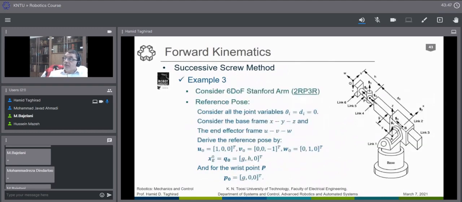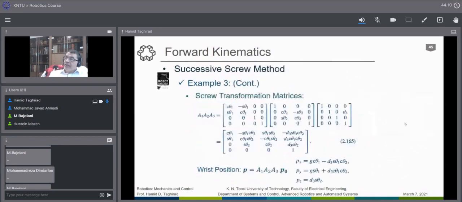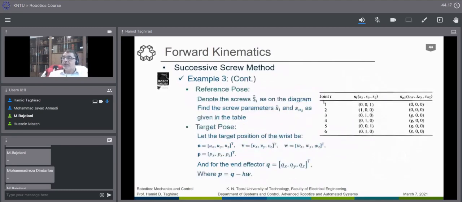But for example, S3 has an offset of G. The offset G is in the X direction, and S3 is along the Y direction. As you see, this is along the Y direction with the offset G along the X direction. In the same way, you can go further and find S4, S5, S6. When you have this, you put it into the target position.